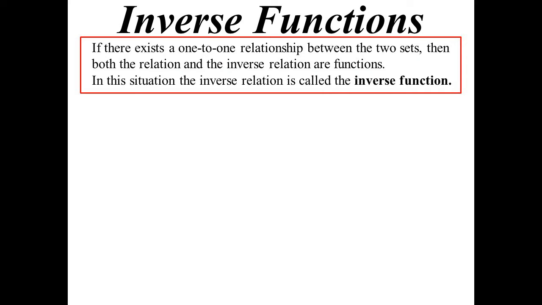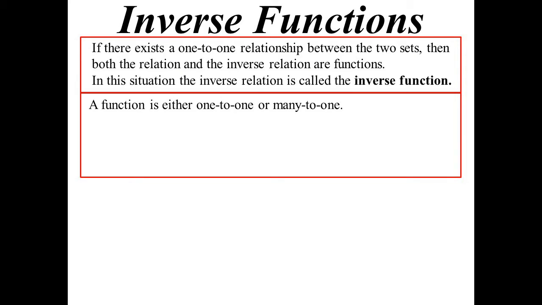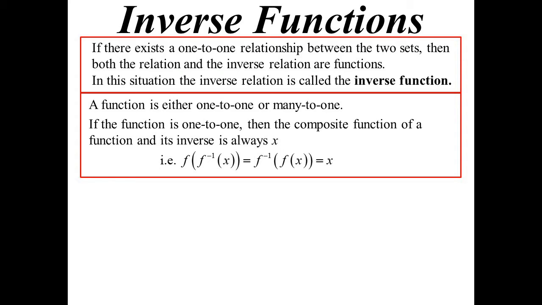function. I suppose another way of saying that is, if the inverse relation turns out to be a function, then we call it an inverse function. Okay, so we know a function is either one-to-one or many-to-one. So if the function is one-to-one, then we know the composite of the function and its inverse will always be x. So if you sub a function into its inverse, you get x. Or if you sub the inverse into the function, you get x.